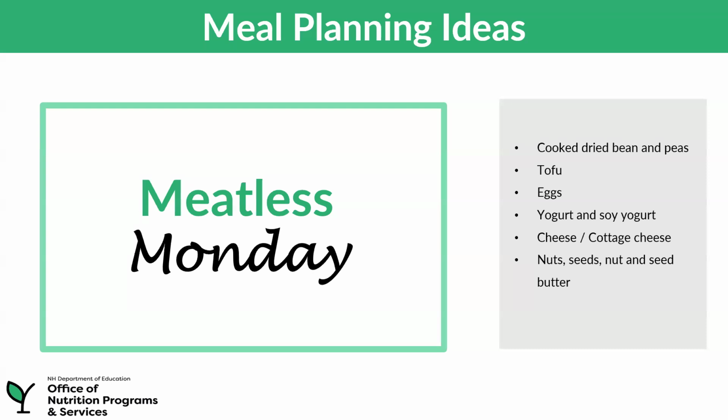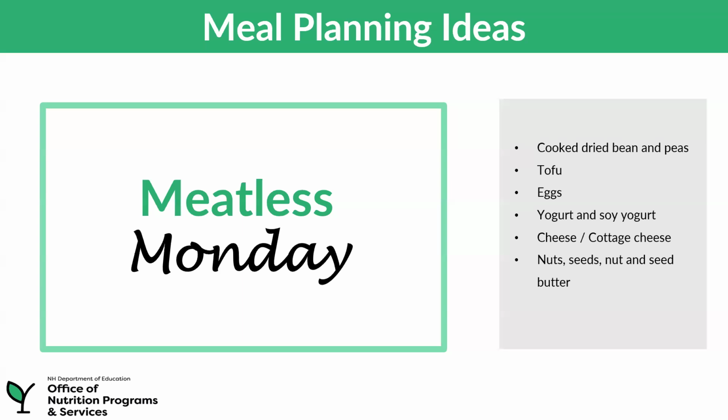Another menu planning idea is to incorporate more vegetarian meals into your menus. You could implement a Meatless Monday where you serve meat alternate foods for the meat alternate component at all meals on Mondays. One meat alternate option is cooked dry beans and peas. Many dishes that traditionally use meat, such as ground beef as an ingredient, can be swapped out with cooked beans. You can also serve tofu or tempeh, which are foods that have recently become creditable to the CACFP meal pattern.